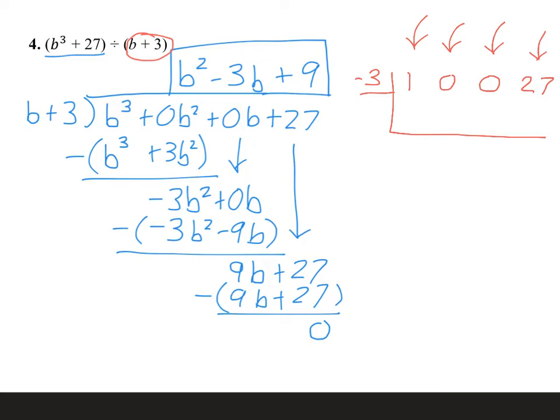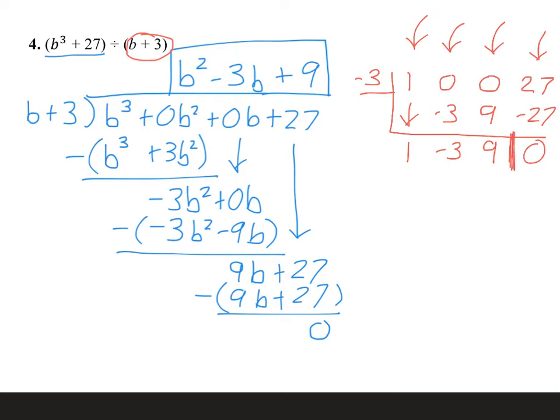All right, so the steps here are bring down. Now multiply 1 and negative 3. You get negative 3. Now add 0 and negative 3. You get negative 3. Multiply the negative 3's together. You get positive 9. 0 plus 9 is 9. Negative 3 times 9 is negative 27. These are the coefficients.